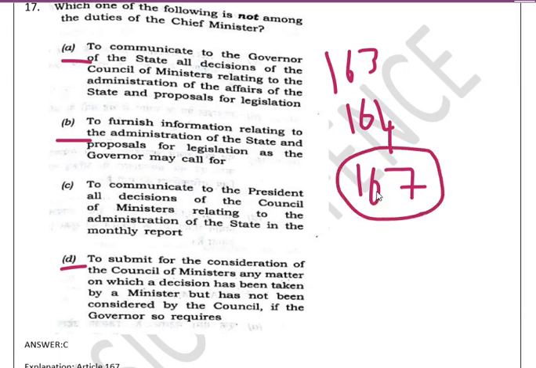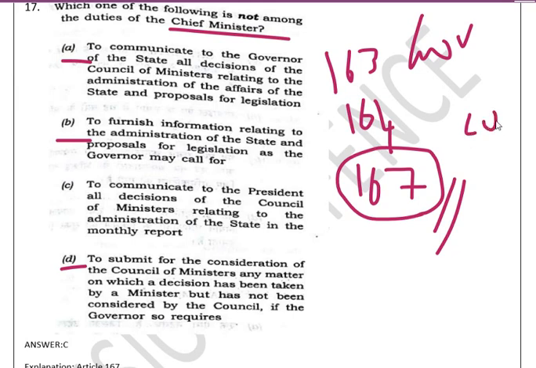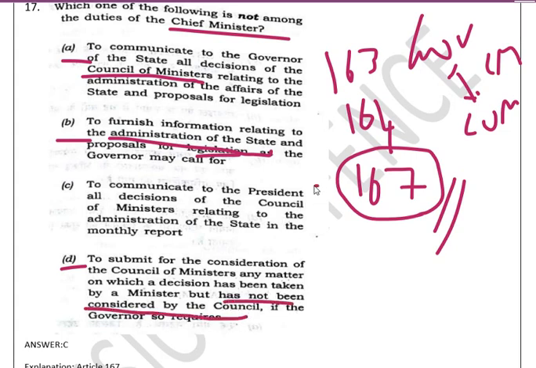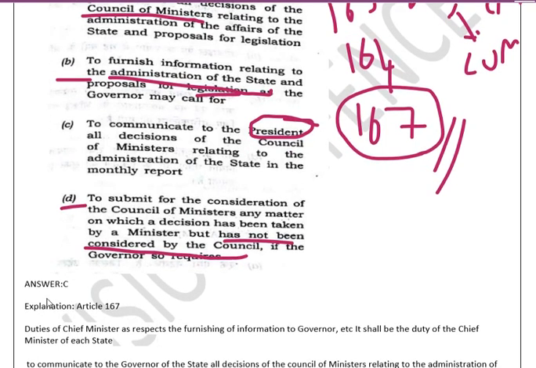It's a direct question. So what is 167? See, Article 167 says that the CM is the link between governor as well as the Council of Ministers. So it is the Chief Minister. He is the link. Fine. To communicate to the governor of the state all decisions of the Council of Ministers. So it is the duty of CM to furnish information relating to the administration of the state and proposals for legislature. Yes, this is the function. To submit for the consideration of Council of Ministers any matters on which a decision has been taken but not been considered by the Council. Yes, this is also a function, but he does not communicate to the President. So there is no direct link between Chief Minister and President. So the answer is C.